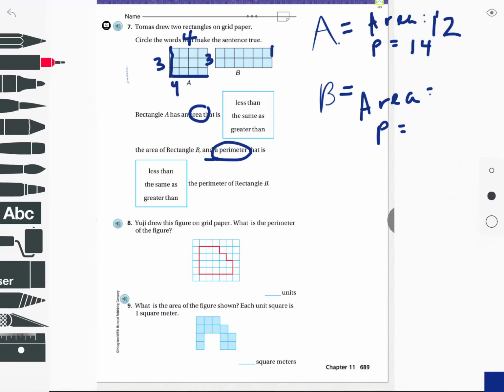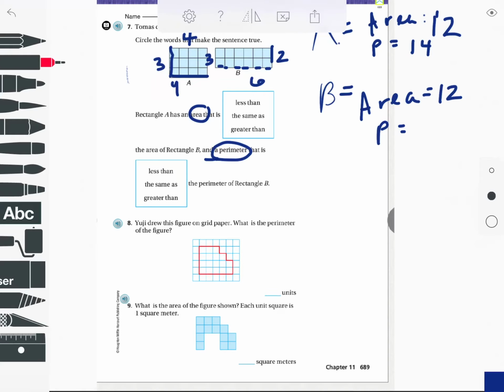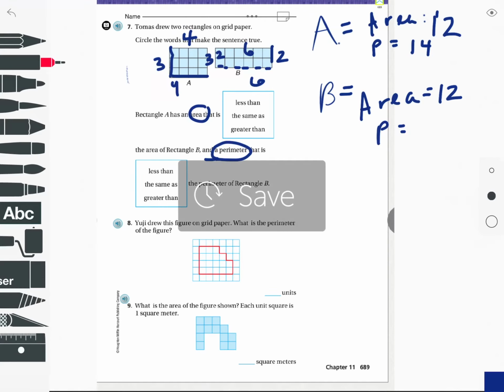B has one side that is 2 units and the bottom is 1, 2, 3, 4, 5, 6 units. So the area has to be 6 times 2, which is 12. And the perimeter of B is 6 plus, this side has to be 6, which is 12. Plus 2, this side is 14, plus the other side is 16. So I know that B has an area of 12 and a perimeter of 16. So now I can answer these questions.